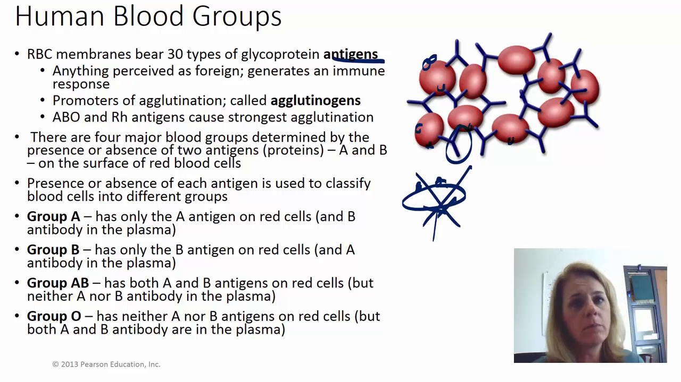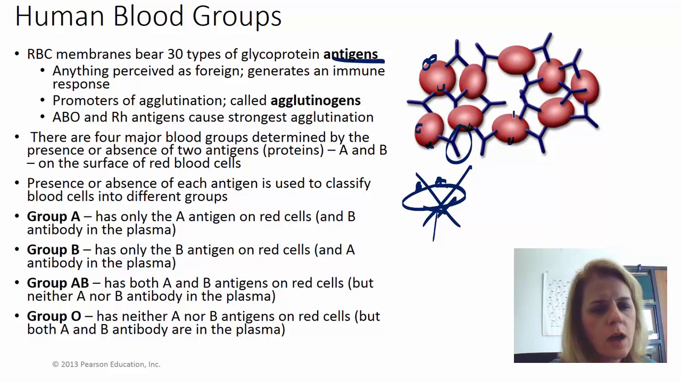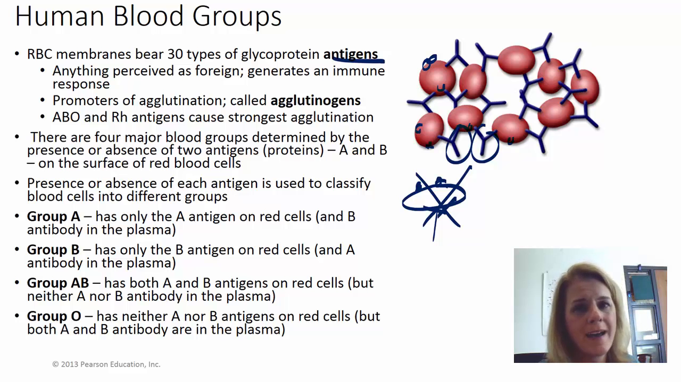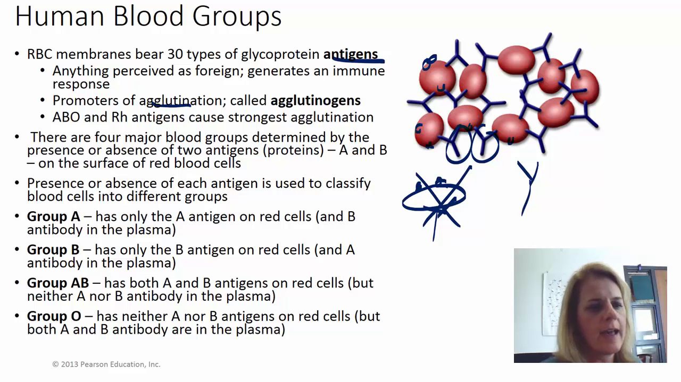Okay? But in blood groups, these antibodies will grab these red blood cells. They will bind to those antigens and cause the red blood cells to clump together. And we call that agglutination. Okay? So your red blood cells have antigens on them, which are markers. And then in your plasma, you have these antibodies floating around. If these antibodies recognize those antigens, they will grab the red blood cells and cause them to clump or agglutinate. And so we call these antigens agglutinogens.